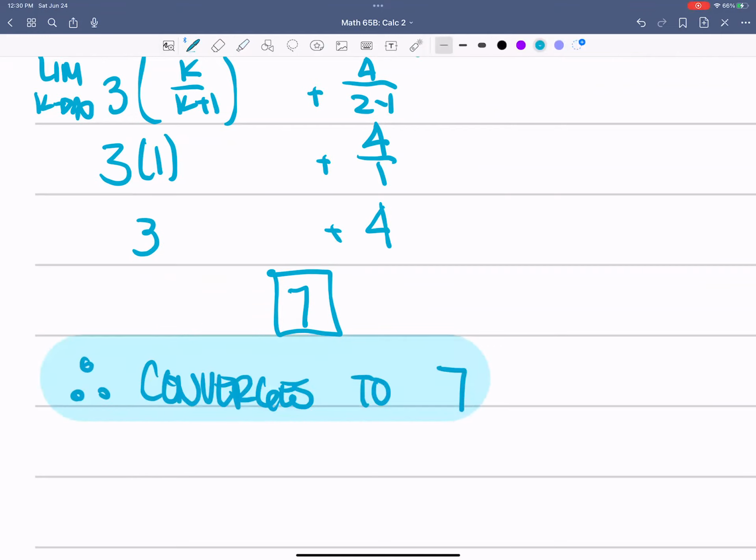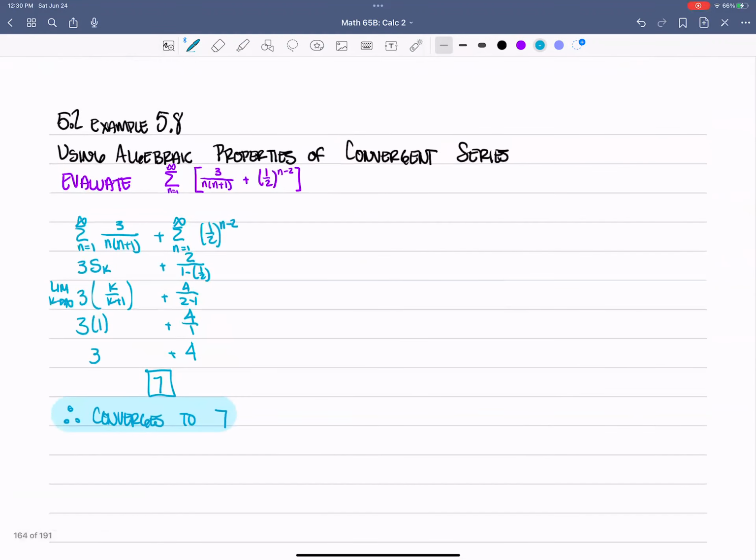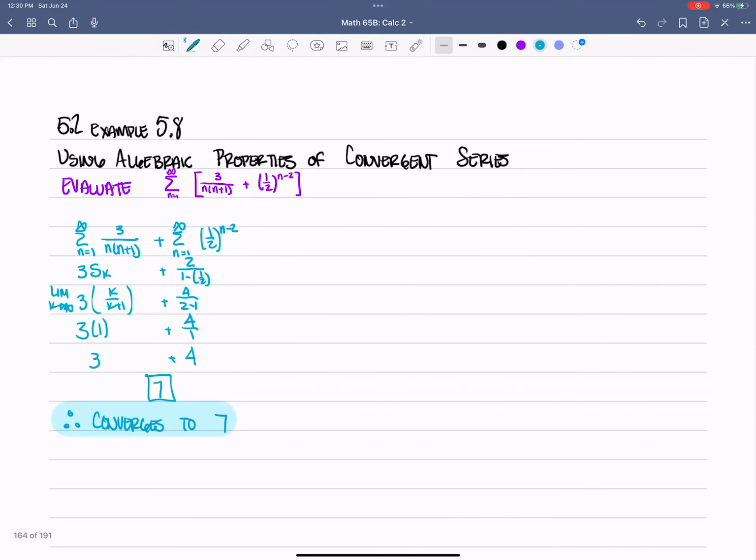And there we go. A bit strange, but we ended up getting to the final solution.